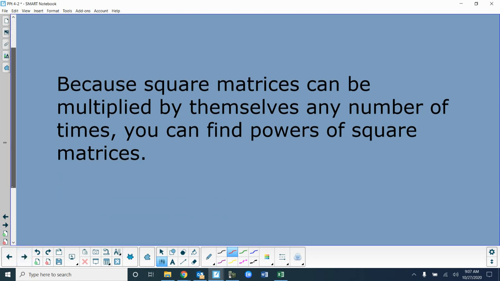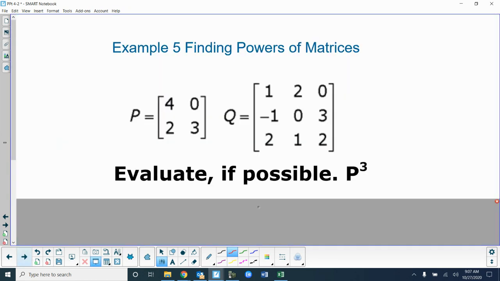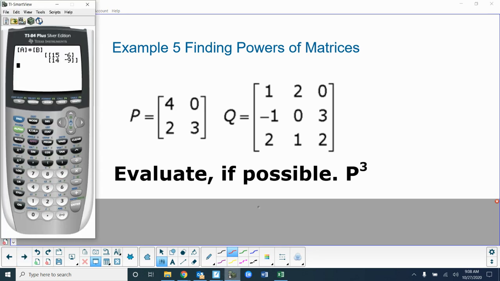So you can find powers of square matrices. Okay? So that's a square matrix, P cubed. All right? You can't just cube all of those. A lot of kids think that. You have to actually put this in your calculator and then hit caret cubed. All right? So I'll just make it A. So second matrix, edit, A.